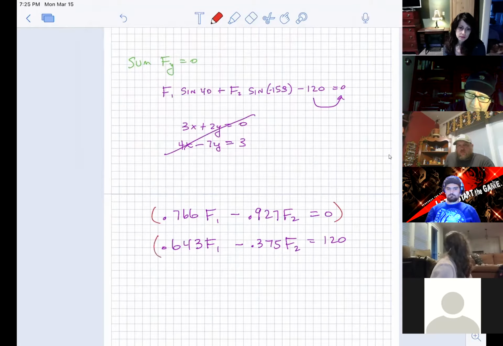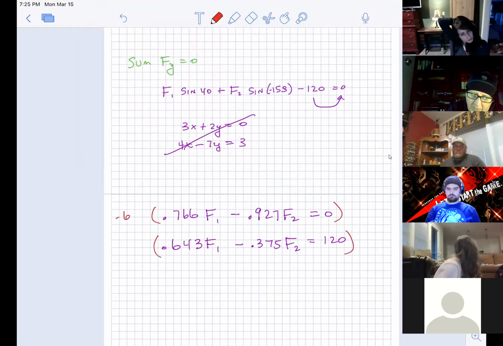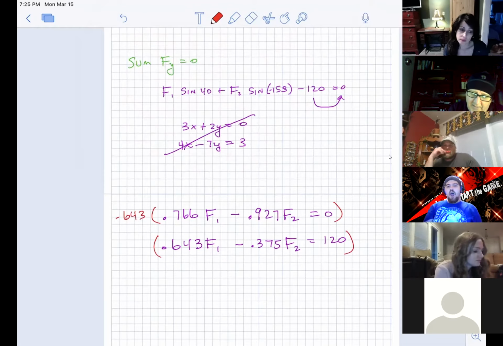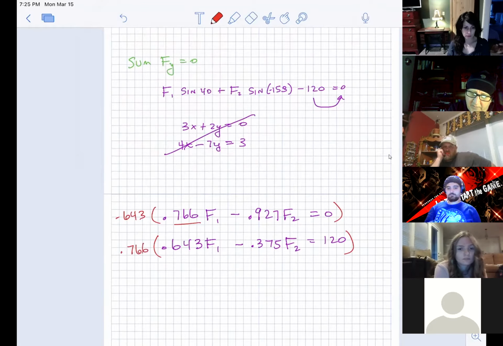If I take both of these equations, if I take this 0.643 and I multiply that equation times 0.643, and I take this 0.766 and I multiply this equation times 0.766, do you agree that the number in front of the F1 will be the same now? Except I'd like to add these together, so I'm going to make that one negative. Make this one negative.